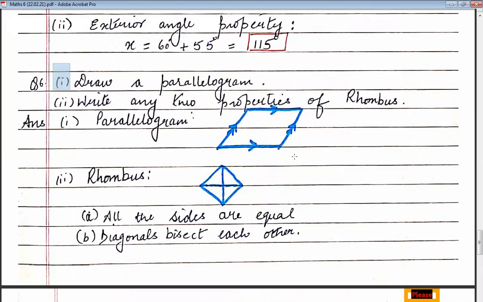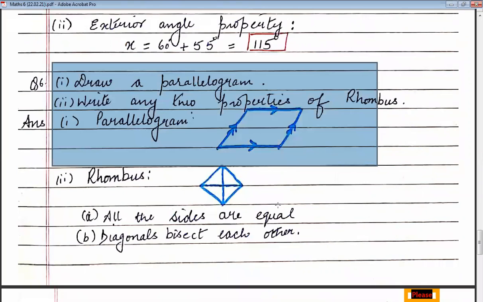Now let's have a look at the sixth part. That is, draw a parallelogram. Now children, in a parallelogram, the opposite sides are always parallel and equal. So now children, you can see that this is your first pair of opposite sides. These are parallel and equal. Similarly, these two are parallel and equal. So this is your parallelogram.